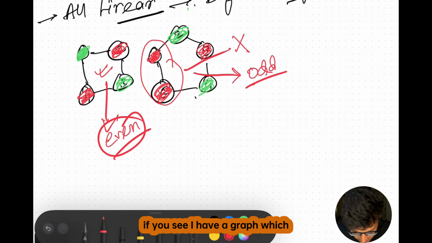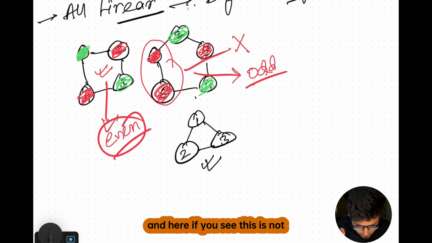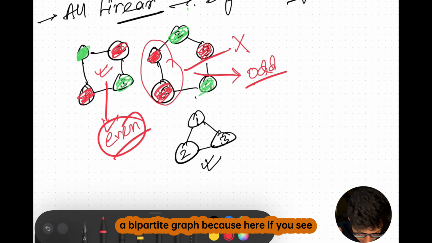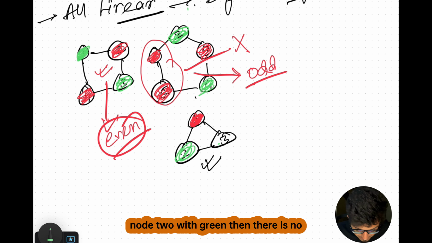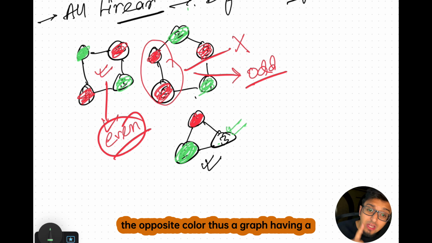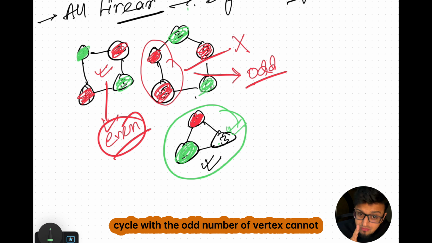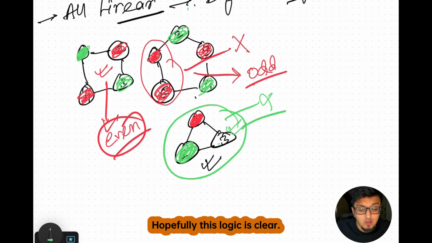So here if you see, I have a graph which has a cycle but of odd length, and this is not a bipartite graph, because if I color node 1 with red, node 2 with green, then there is no option for node 3 to be colored with the opposite color. Thus, a graph having a cycle with an odd number of vertices cannot be a bipartite graph. Hopefully, this logic is clear.